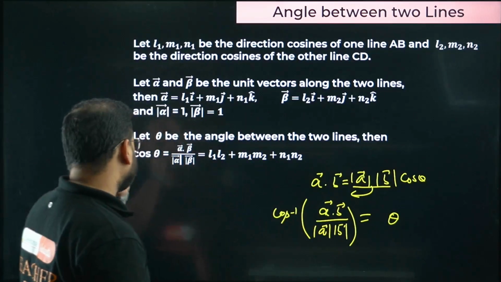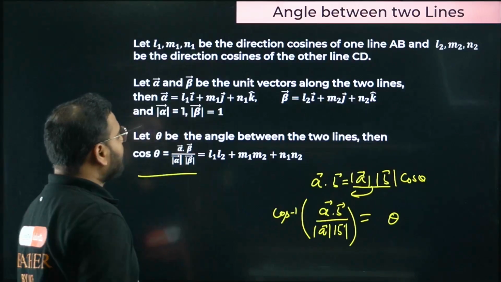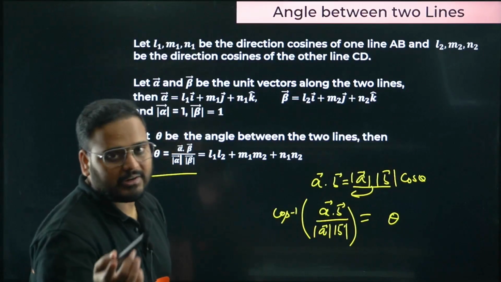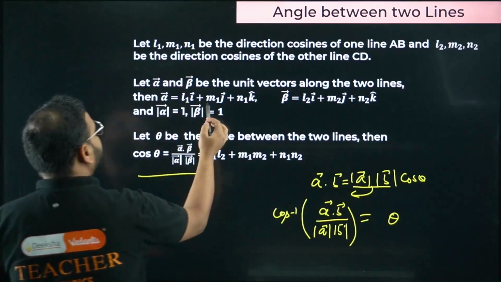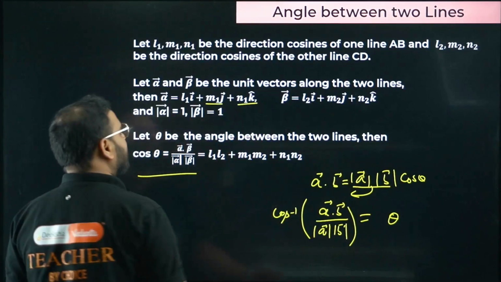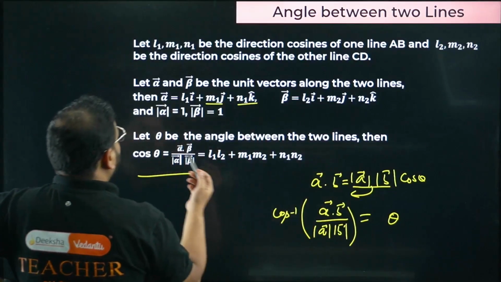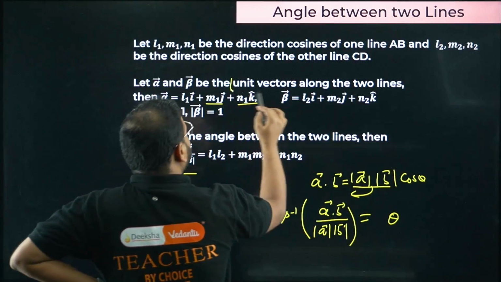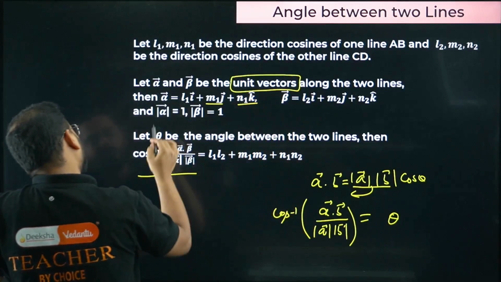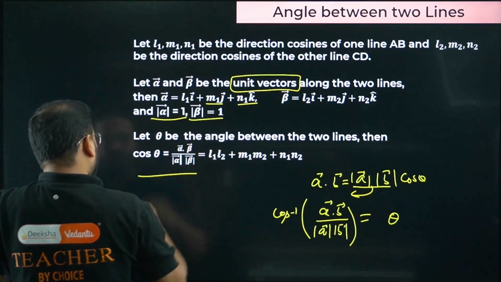Same thing is written over here. Please check. They have given the vectors in the form of their rectangular components: L1 i cap, M1 j cap, and N1 k cap. The vector beta is also given like that. Also, they have given a chart. Please check here, they have given these as unit vectors. It means the mod of alpha will be 1, and the mod of beta will also be 1.